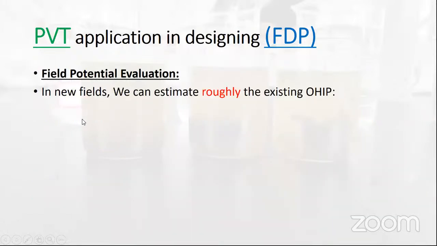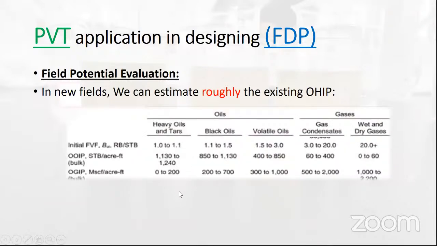So, but for new fields, we can estimate the existing original hydrocarbon in place by using some ranges for the Bo or the Bg. Like if we have the reciprocal for the Bo and convert this unit of reservoir barrel to acre-foot, we will have the original oil in place and the original gas in place, the amount of them per acre-foot. So these are the numbers for the original oil in place and the original gas in place per acre-foot.